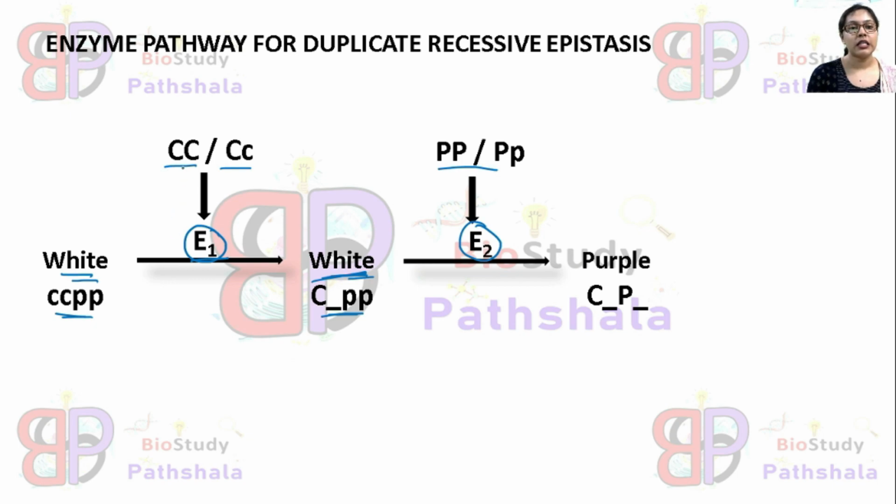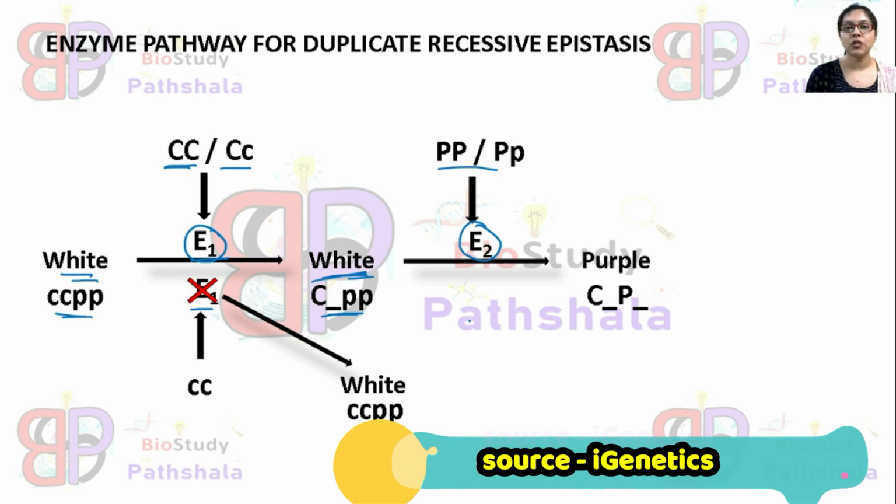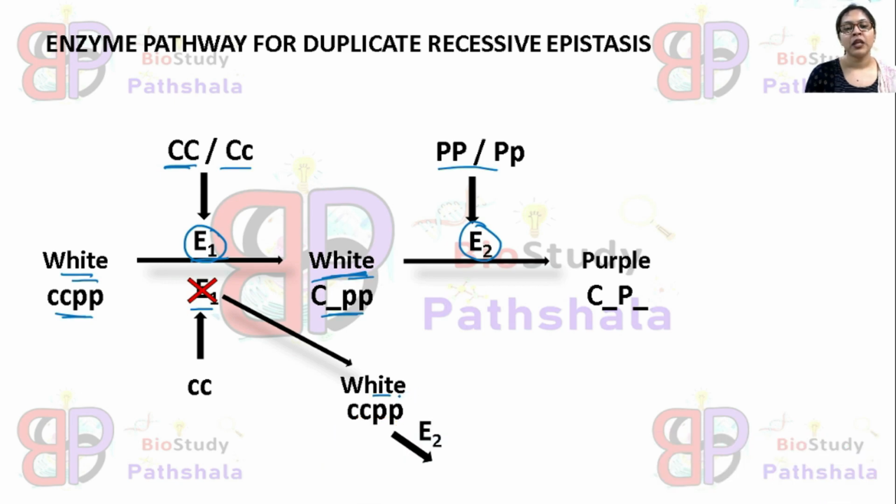Now if instead of capital C capital C or capital C small c, the homozygous recessive form of C gene is present, it will lead to formation of no functional E1 enzyme. If it produces any E1 enzyme, it will be non-functional. So this non-functional E1 enzyme will lead to formation of white color, which will be coded by small c, small p. Now if a functional E2 is present, it will lead to formation of this white color to again white color, which will be coded by small c, capital P dash.